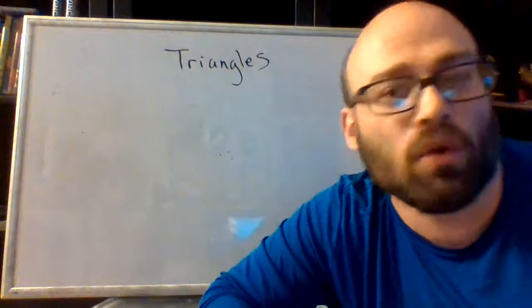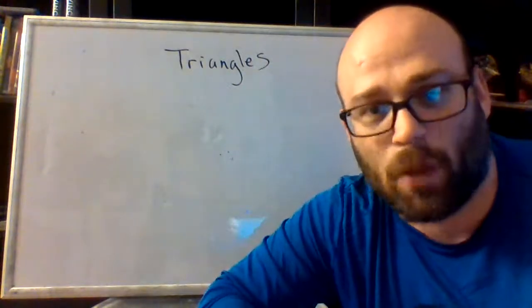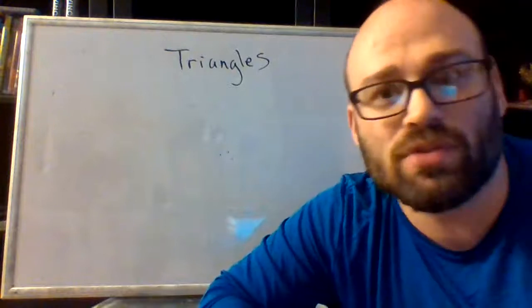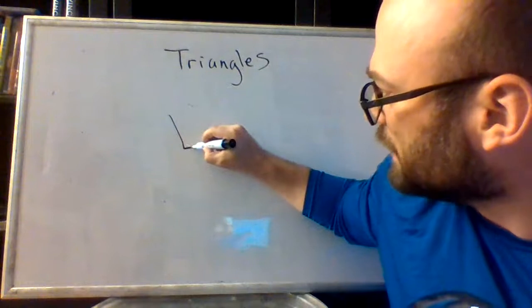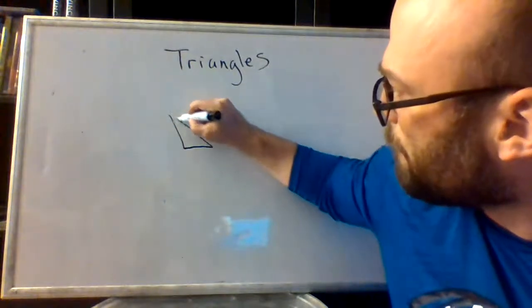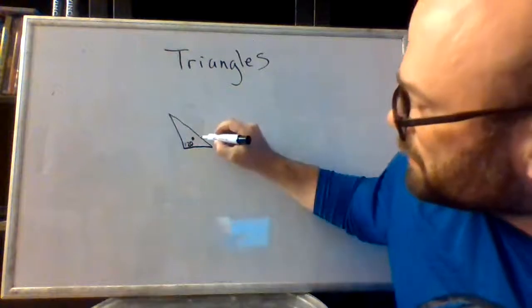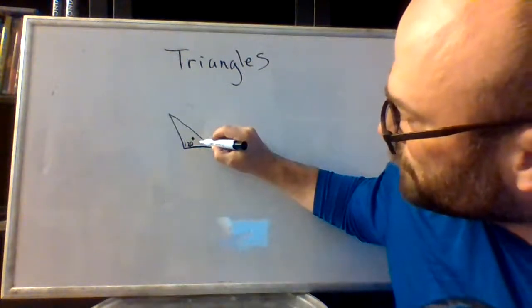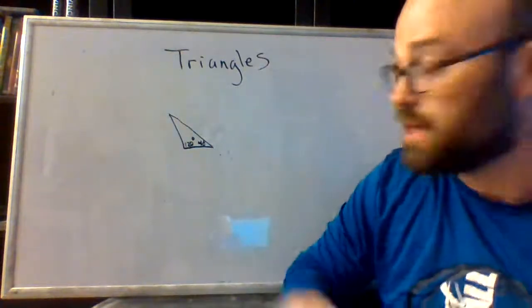But right now we're just in math. We're going to be finding the interior angles of triangles. So, for example, let's say we have an obtuse, scalene triangle. We have 120 degrees, and then let's say we have 40 degrees. And so we want to find this one.